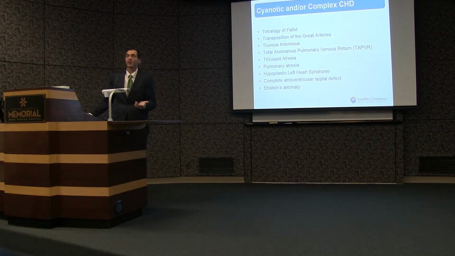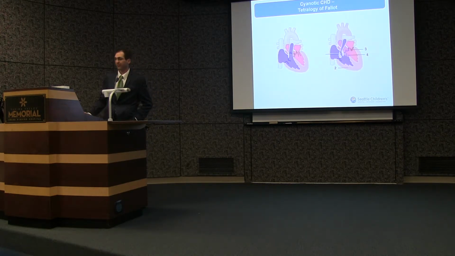Some of the cyanotic defects, or just complex congenital heart defects that don't necessarily cause cyanosis but are complex, are listed here. So examples are tetralogy of Fallot, transposition of the great arteries, truncus arteriosus, total anomalous pulmonary venous return, tricuspid atresia, pulmonary atresia, hypoplastic left heart syndrome, complete atrioventricular septal defect, and Ebstein anomaly. And I'll go through some examples.